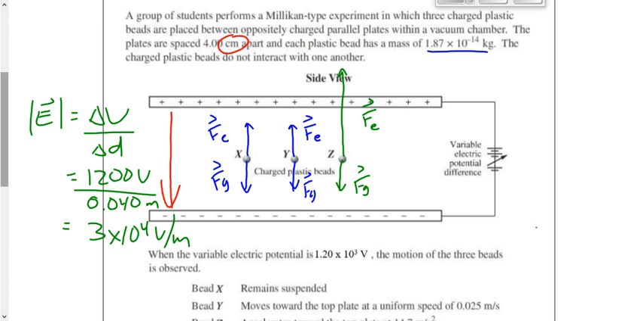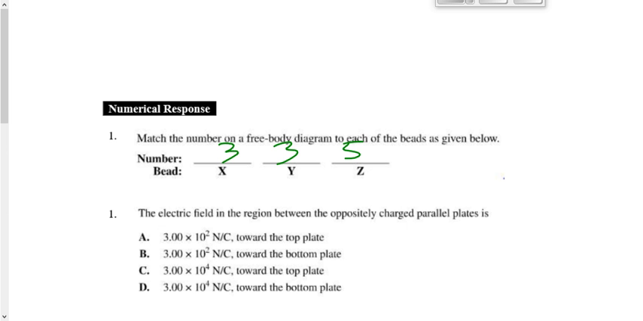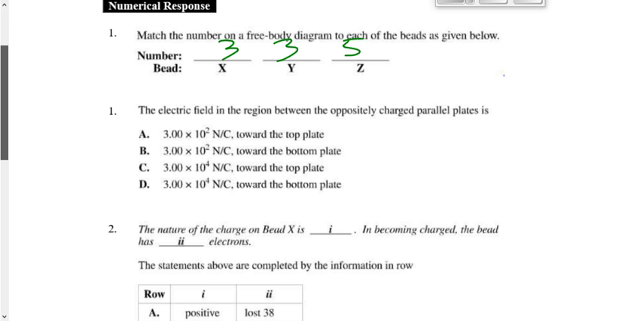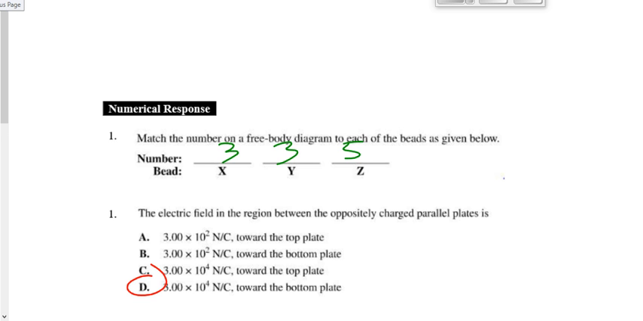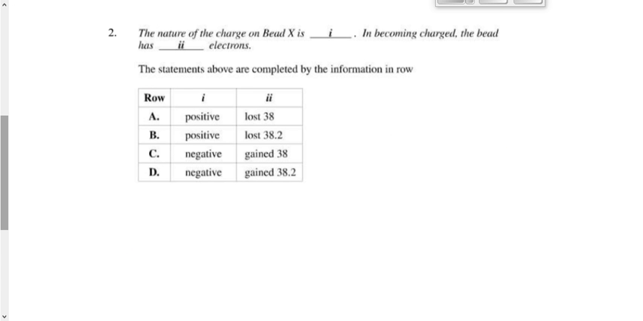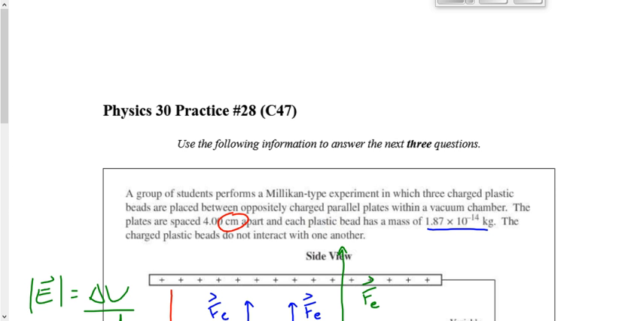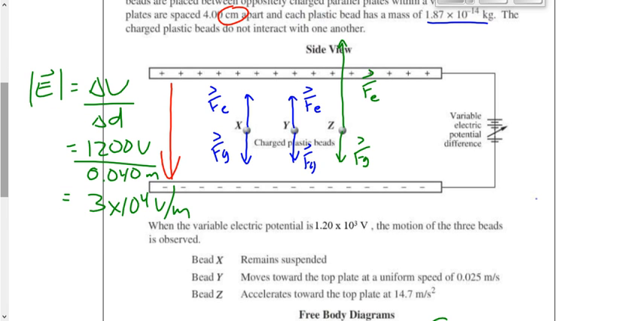Field acts downward, right? From positive to negative. So we're going to say 3 times 10 to the 4 downward, or 3 times 10 to the 4 toward the bottom plate. The nature of the charge on bead X, the nature of the charge on X.